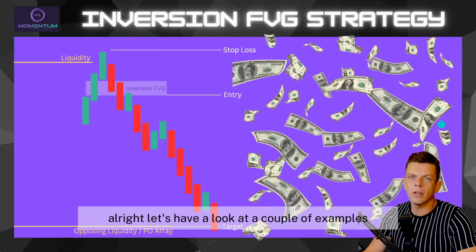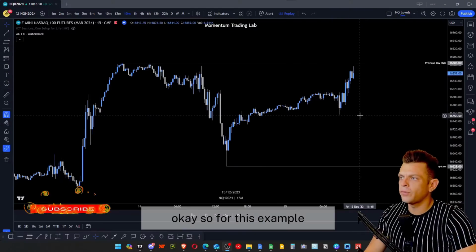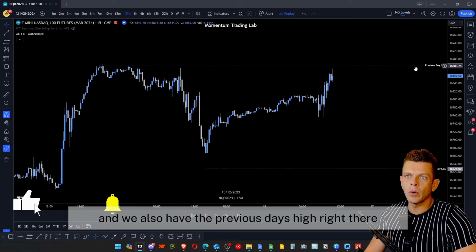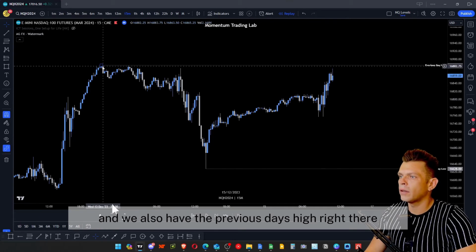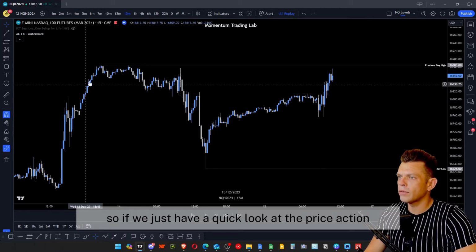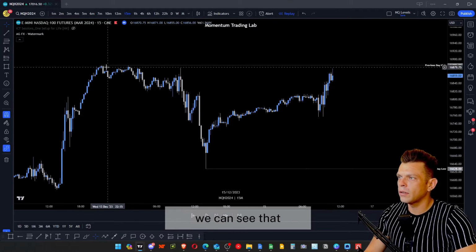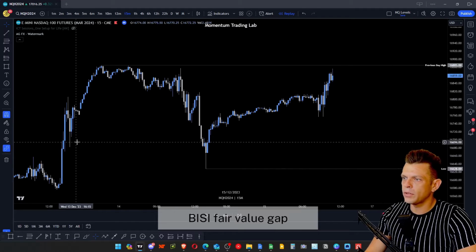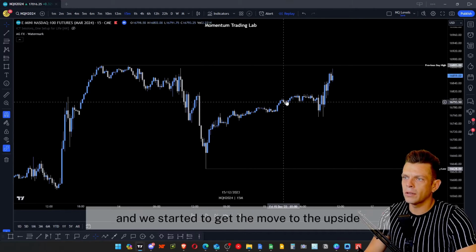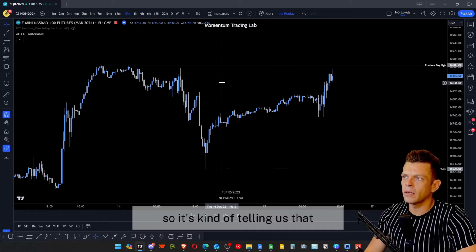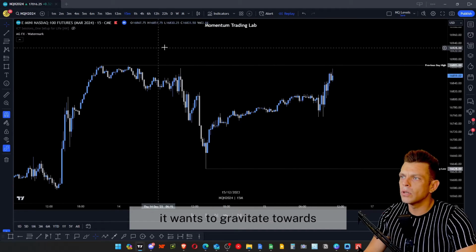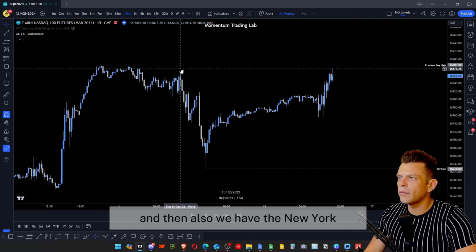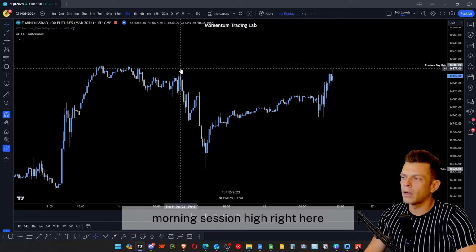All right, let's have a look at a couple of examples. For this example, we have these relative equal highs right here. We also have the previous day high right there. If we have a quick look at the price action, we can see that we had this bearish market structure that traded into this BISI fair value gap. Then we started to get the move to the upside. It's telling us that it wants to gravitate towards the buy side liquidity above these highs. And then also we have the New York morning session high right here.